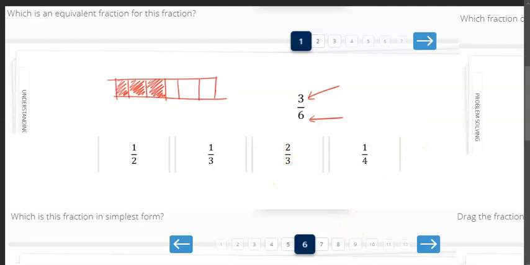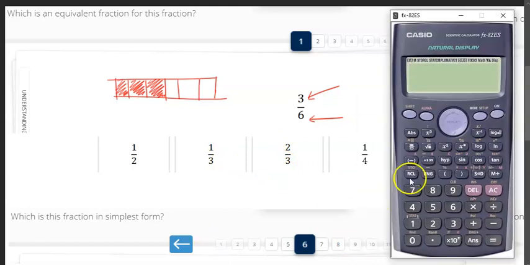The best way to approach this question is to put the fraction 3/6 into your calculator, and it will either spit out the fraction form or the decimal form like this. If it spits out the decimal form, you would just go ahead and press the SD button to get the fraction form again. And this is saying that 3/6 is the same as half, because if you look at this, this is actually half of that rectangle colored in, if you look at it as a whole.